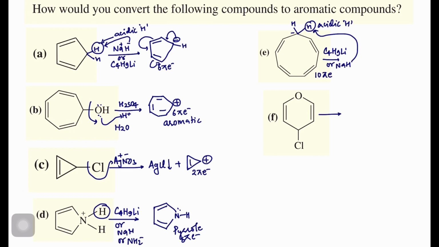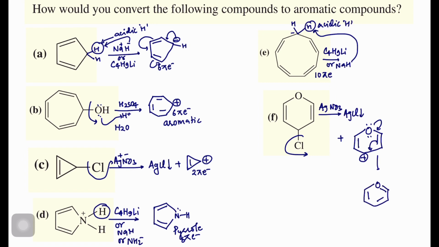In this case we can abstract this Cl minus by using again the same AgNO3. It will form AgCl precipitate and it will form this compound basically, you can see. And this is aromatic. There will be conjugation like this and it will be further converted into this one. Now this is aromatic. It has a total of 6 pi electrons.